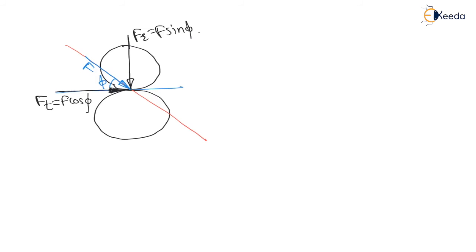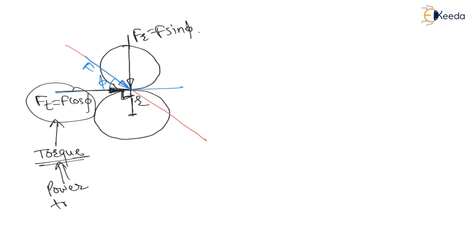Very simple case, right? And this Ft is responsible for torque. Can I say this Ft is perpendicular to the radius or not? This Ft is perpendicular to the radius, therefore it is responsible for torque, and therefore it is responsible for power transmission, right? And my dear students, this Fr is responsible to separate these gears. This Fr, the radial force, is acting as a separating force.